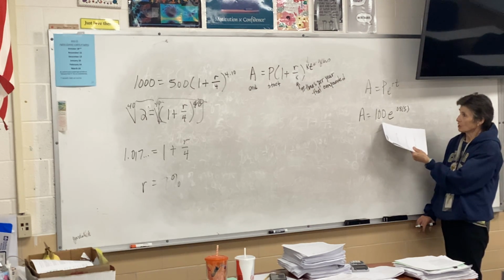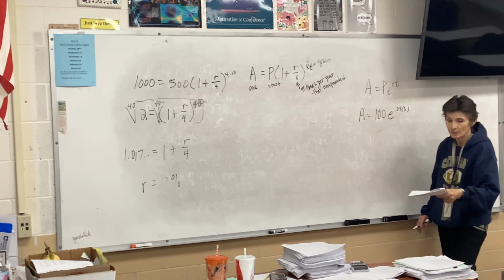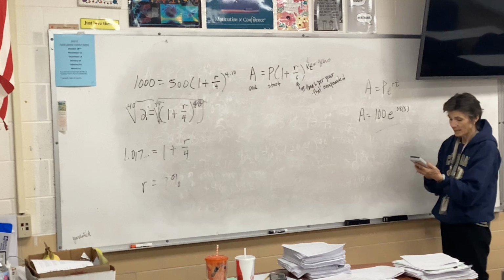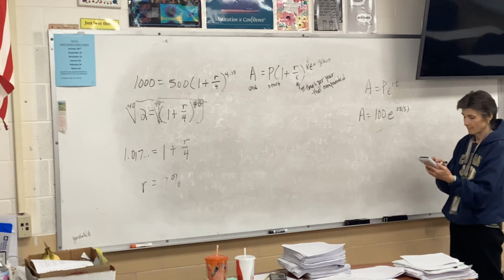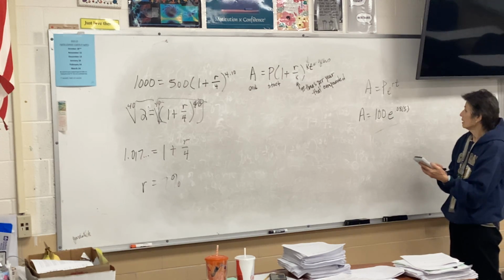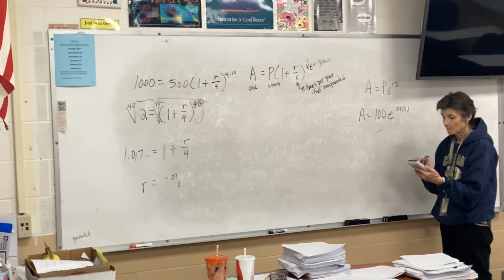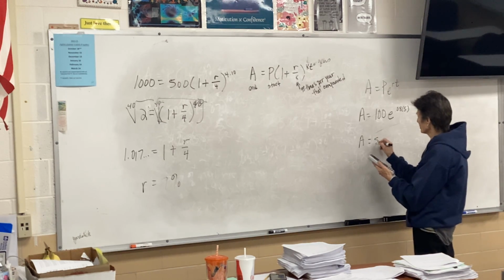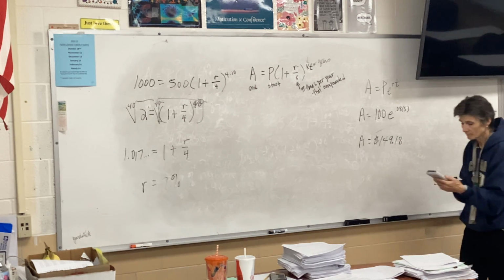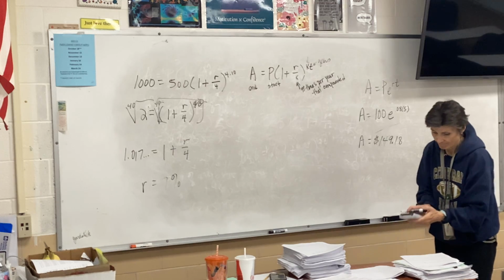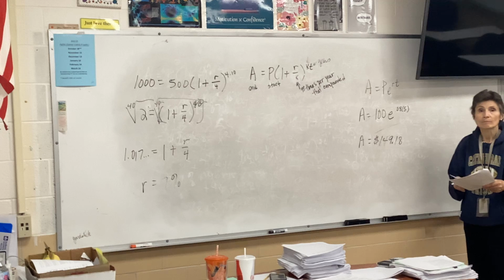So, start with $100, 8% interest, 5 years, compounded continuously. I'll just type that in on my calculator. No logarithms necessary, just type it in. 100 e raised to the 0.08 times 5. I got $149.18. Okay.